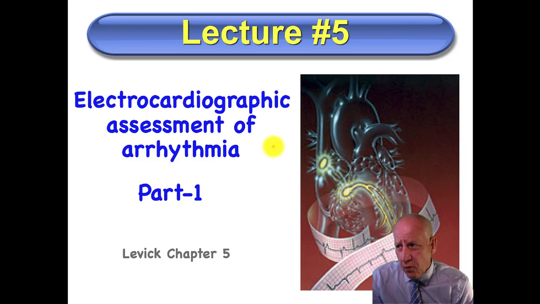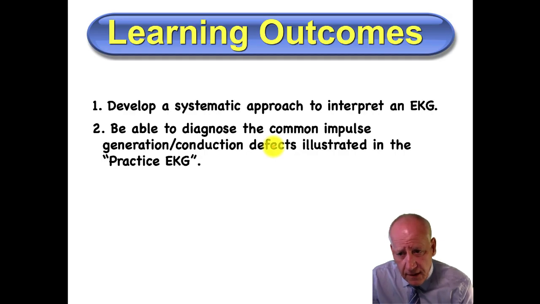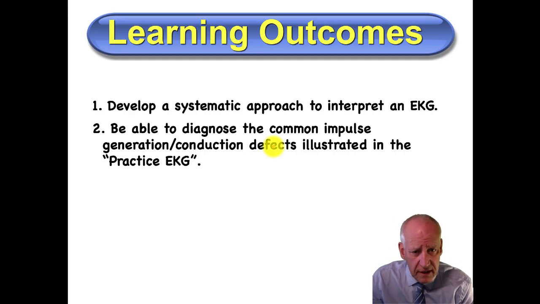Remember, there are 3 important components: P wave, QRS complex, and T wave, and there are 3 important intervals: the PR, the QRS, and the QT. Here are today's learning outcomes. Our goal today is to develop a systematic approach to interpret an EKG.